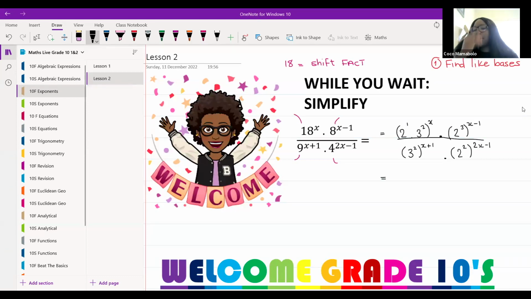All right, and then we just need to get rid of the brackets. That's step number 2. Step number 1 was finding like bases. Number 2 is take away brackets. All right, and wherever we see a bracket and an exponent, we know that we're going to multiply each of the exponents inside the bracket with the exponent on the outside. So we're going to distribute that.